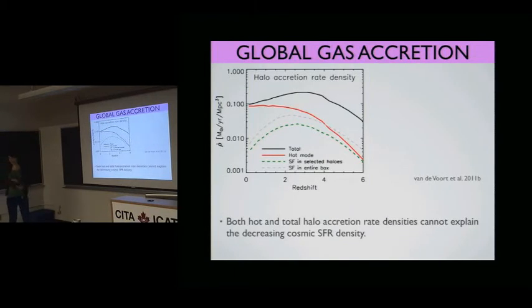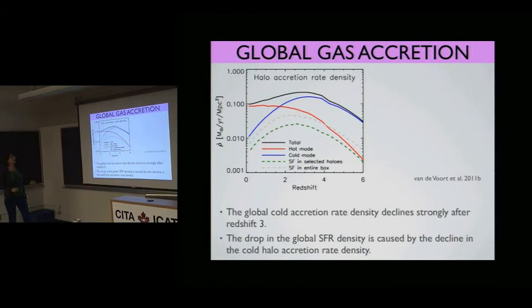The hot mode accretion rate density keeps increasing towards lower redshift, because we form more and more massive objects where hot mode accretion dominates. But the cold mode accretion rate density starts dropping after redshift 3. It peaks around redshift 3, and the cosmic star formation rate density peaks around redshift 2. So there is a delay, because it takes time for gas that gets into a halo to reach the galaxy, and then there is a certain star formation time scale. But we can already see that the drop in the cold mode accretion rate density is the only thing that can be causing the drop in the star formation rate density.